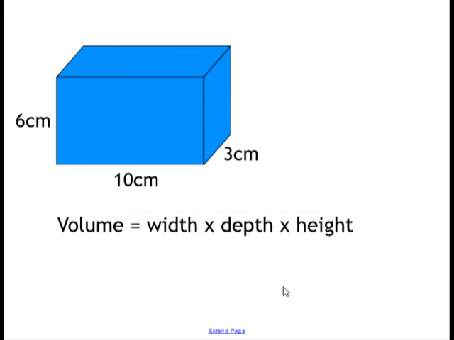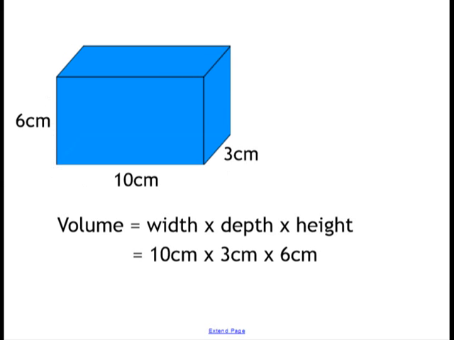Now that method is all very well when there are little cubes on there and we can count all the little lines going across. But we can still use our formula when there aren't any little lines drawn on for the cubes. First of all, you just have to check that all these measurements are in the same unit. So all of these are all in centimetres, so that's great. And then I can apply my formula. Volume equals width multiplied by depth multiplied by height. So my width is how far across it is, this 10 here. My depth is how far it goes back, so this 3 here. And my height is how tall it is, so this 6 here.